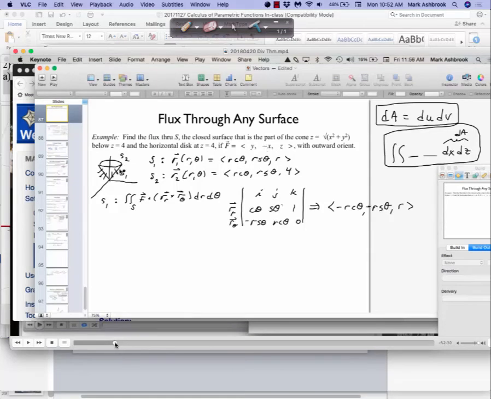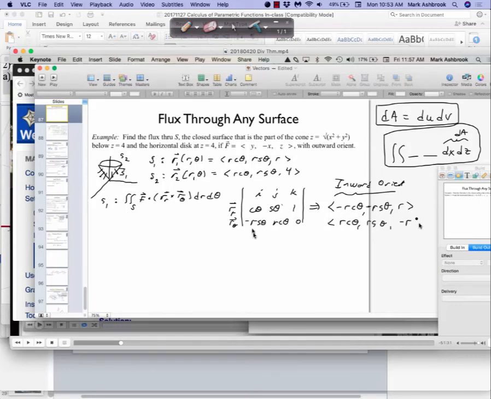The one thing that I mentioned in this is, should you do r cross r theta or r theta cross r? Well, if you do the parameterization or the partial derivative r cross r theta, then you get this: negative r cosine theta, negative r sine theta, r. This is for the cone, by the way.